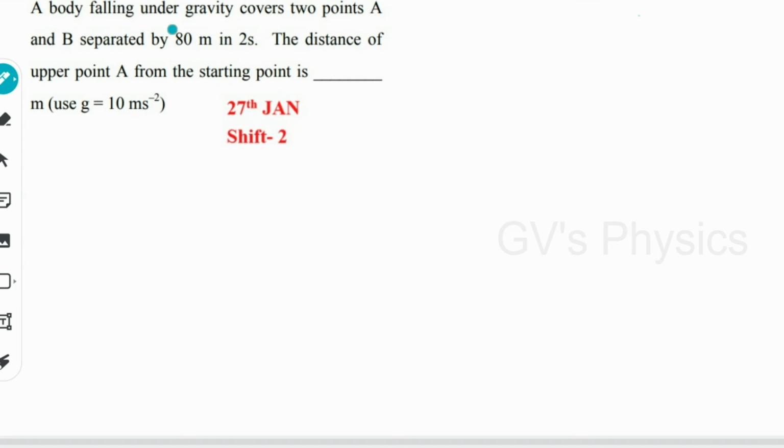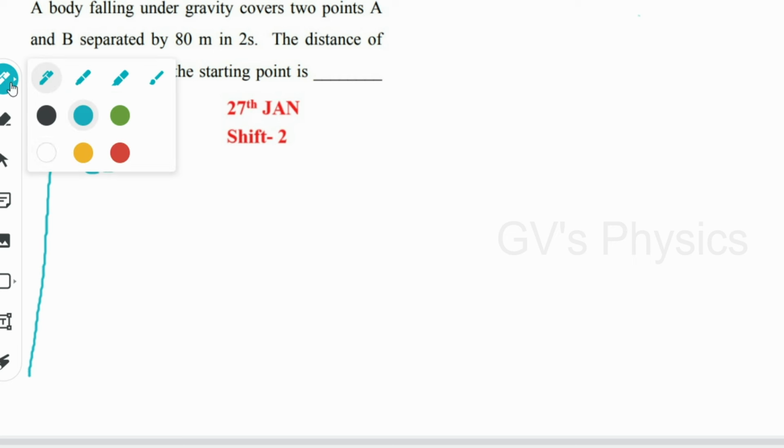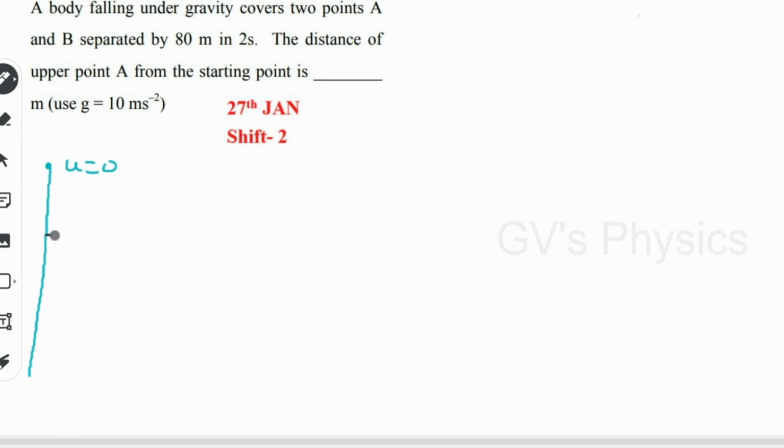Next one, a body falls under gravity, covering two points A and B, separated by 80 meters in 2 seconds. So we'll draw the diagram. Let us consider a body undergoing free fall, which means the initial velocity is 0. So it will come down due to the gravitational force, so the velocity will increase. It covers two points, A and B. Let us consider this point is A and this is B.